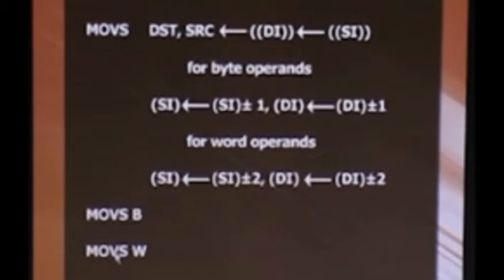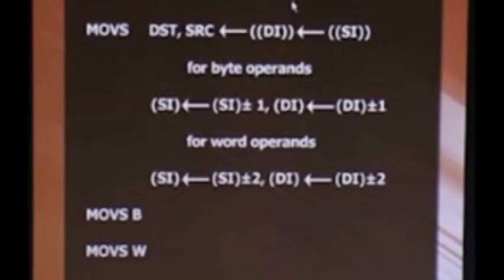If the direction flag DF is 0, the registers SI and DI are auto incremented, and if DF is 1, the registers are auto decremented. The incrementing and decrementing is by 1 for byte oriented operands and 2 for word oriented operands.